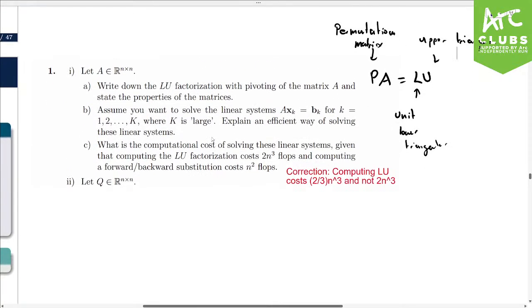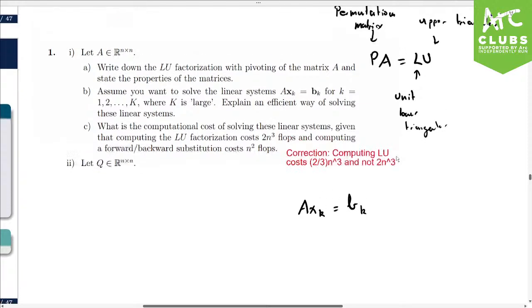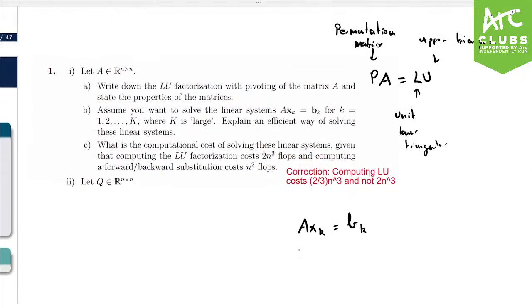Now we want an efficient way of solving large linear systems. So the process here is to use this LU factorization. So we want to solve A x_k is equal to b_k. We can multiply P to both sides, I think.